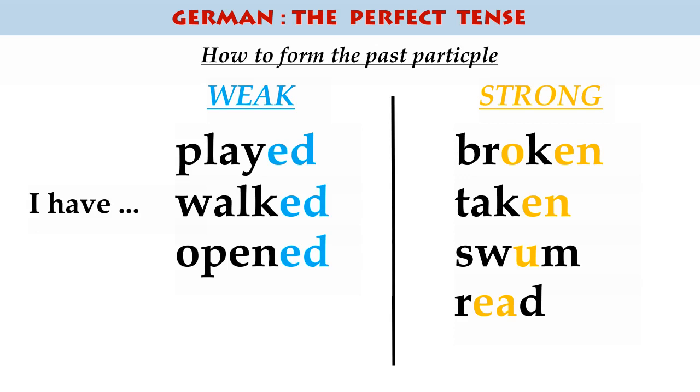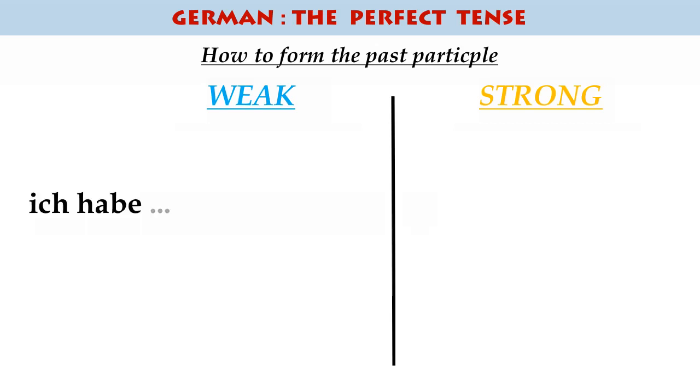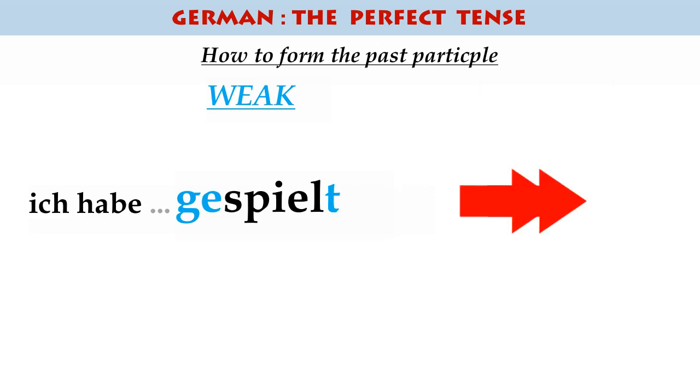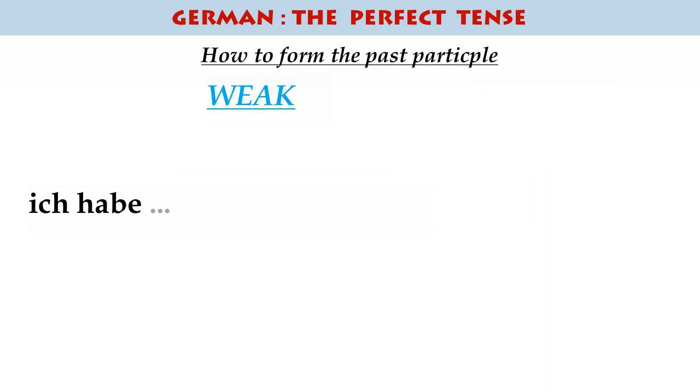So let's start with the weak ones in German. It's very simple. You simply put GE on the front and you put a T on the end. Spielen, to play. Ich habe gespielt. So you change that EN from the infinitive form, the basic form, and you change it to a T. Put the Ge on the front. Ich habe heute Fußball gespielt. I played football today.